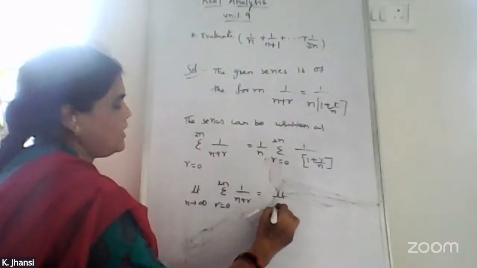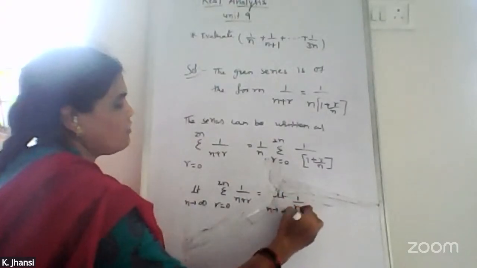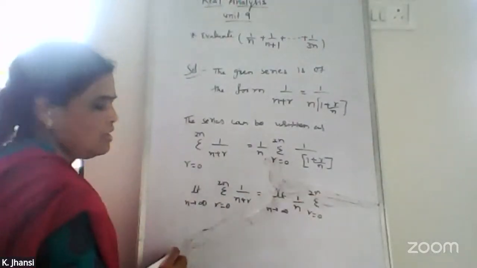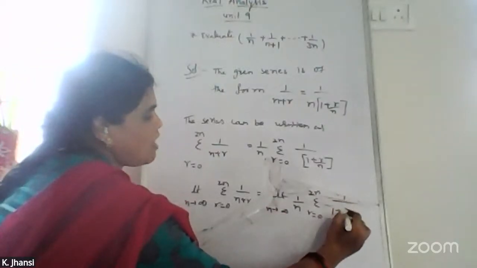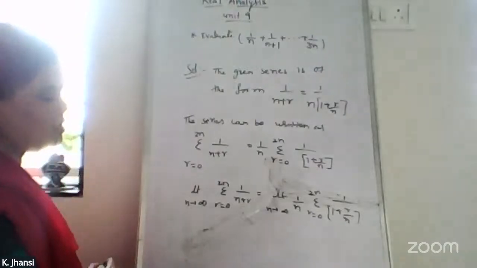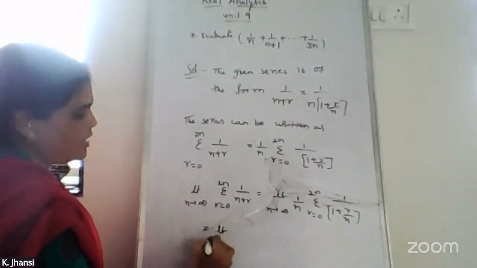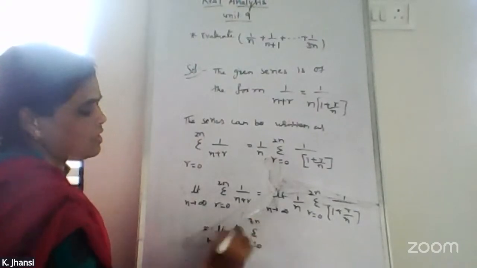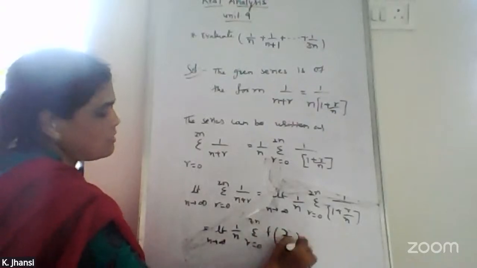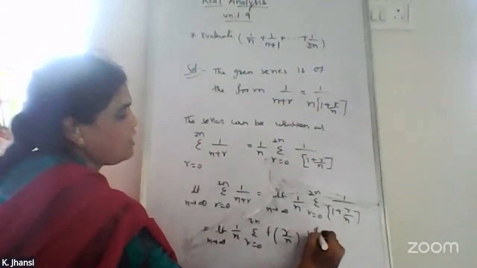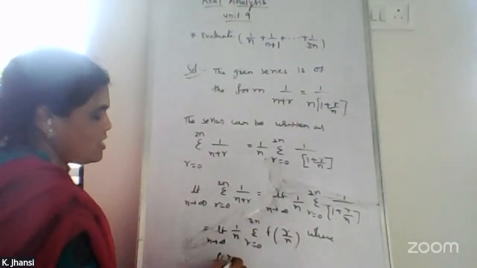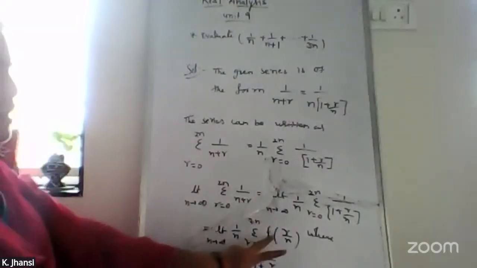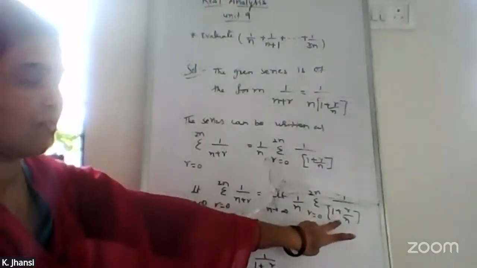It equals the limit n tends to infinity, with 1 by n taken outside, summation r equals 0 to 2n, 1 by 1 plus r by n. Okay. So it equals the limit n tends to infinity 1 by n summation r equals 0 to 2n of f of r by n, where f of r by n equals 1 by 1 plus r by n. This is our f of r by n.